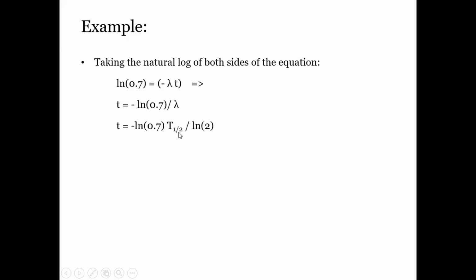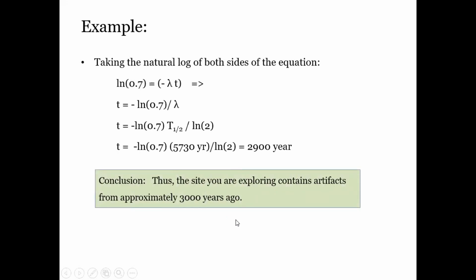We get t equal to natural log of 0.7 divided by lambda with a minus sign. Substituting the value of lambda in terms of the half-life, it is t half divided by natural log of 2. Simplifying in terms of the half-life, which is 5,730 years, we reach the result that the answer is 2,900 years. So our conclusion is that the site you are exploring contains artifacts from about 3,000 years ago.